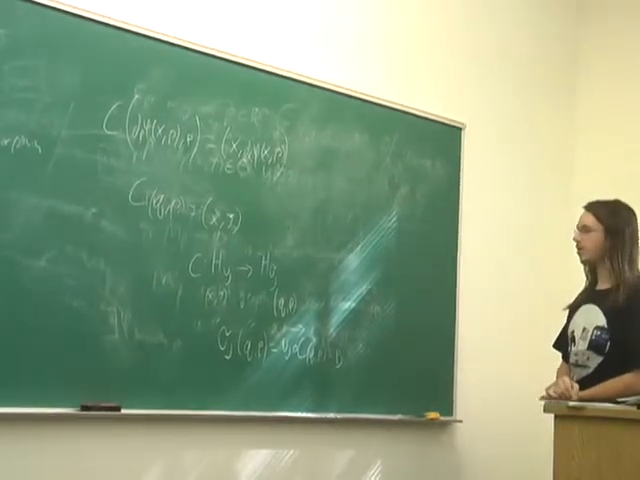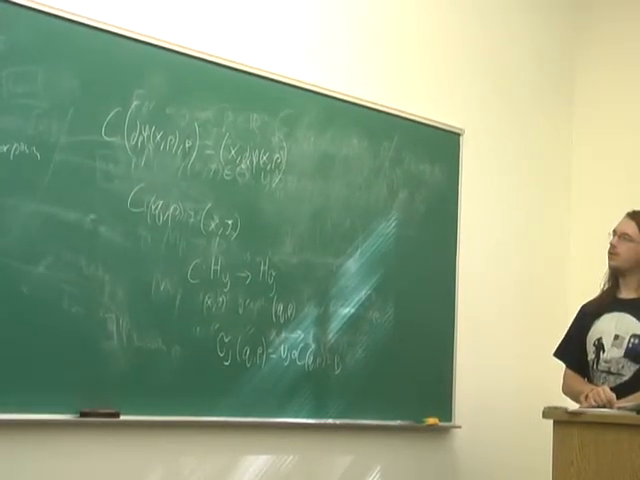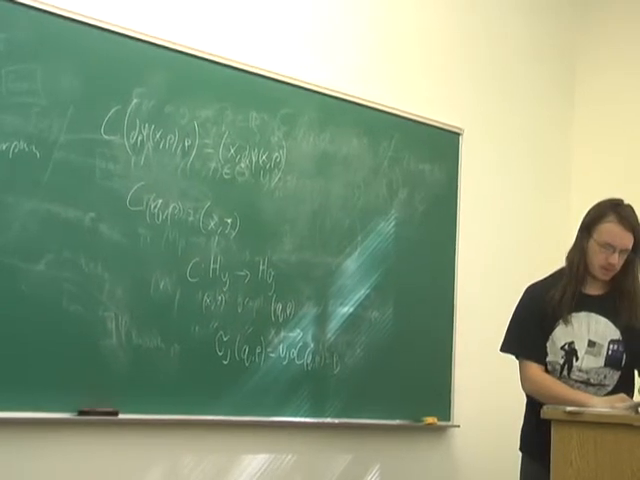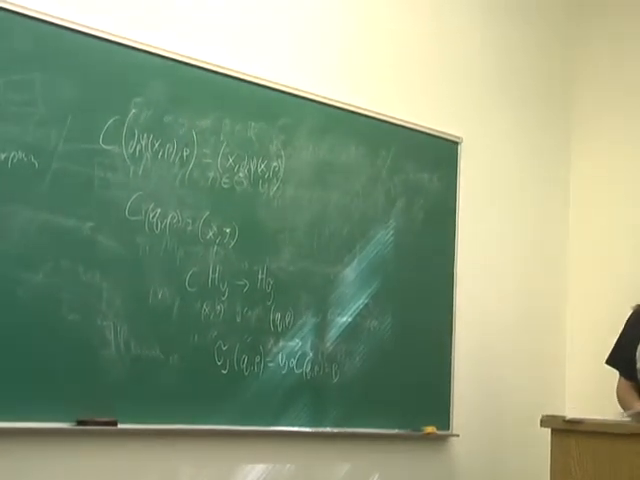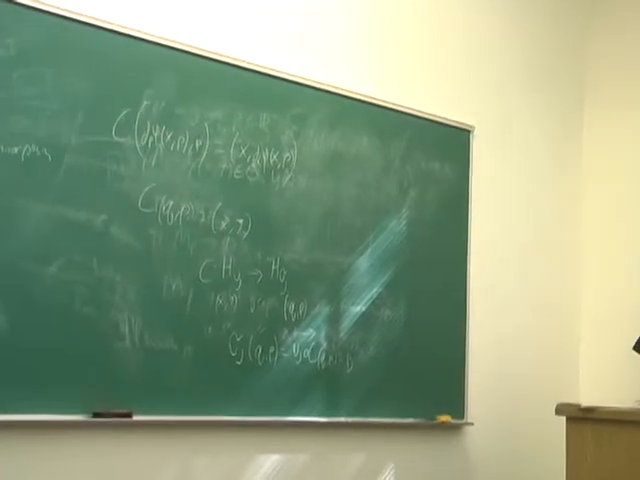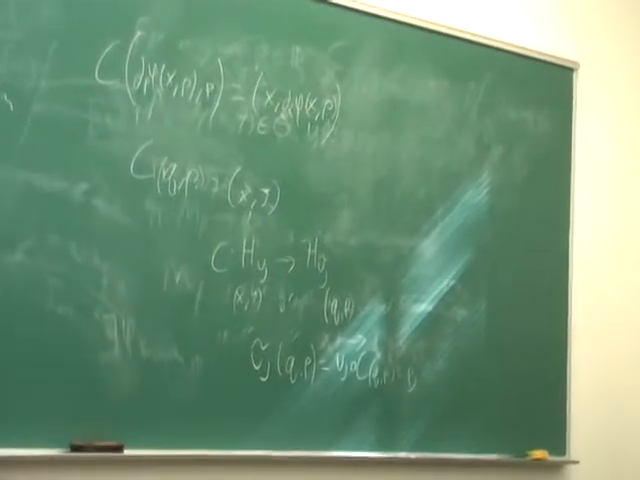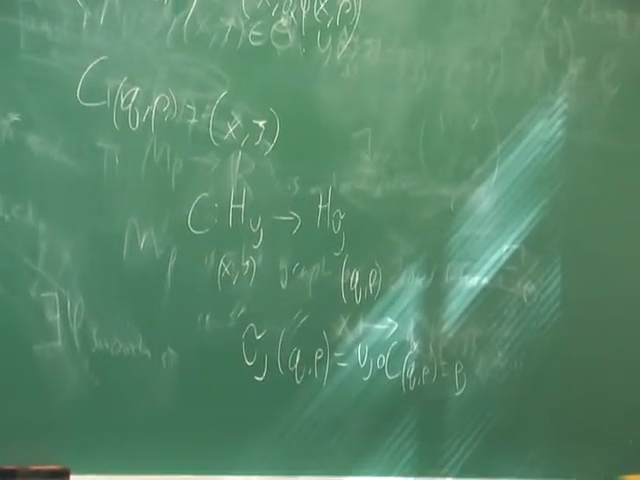equals pj. Is that? Okay, let's see. Yeah, so I guess it's a. So utility is just pj. Yes. That's what it says. Okay, let's think about it.